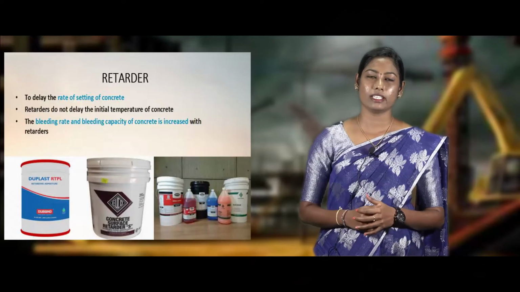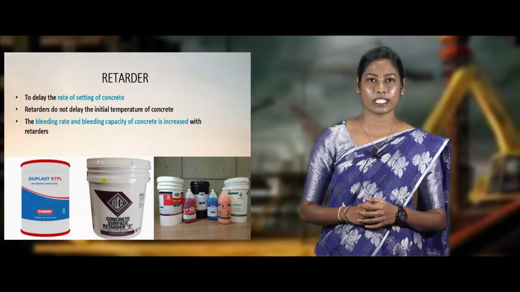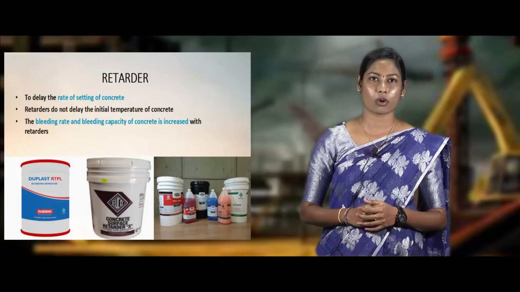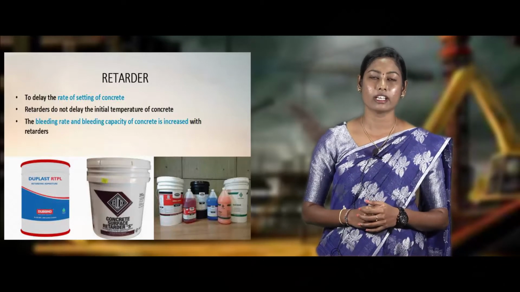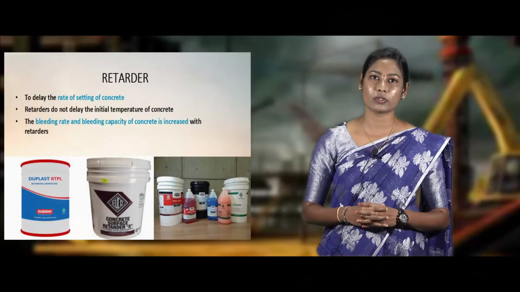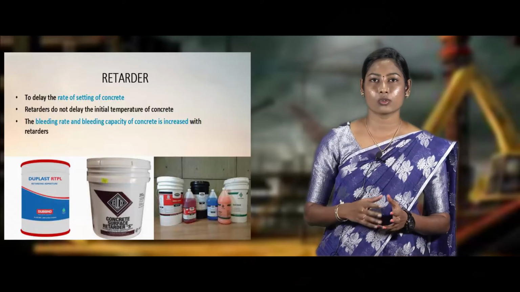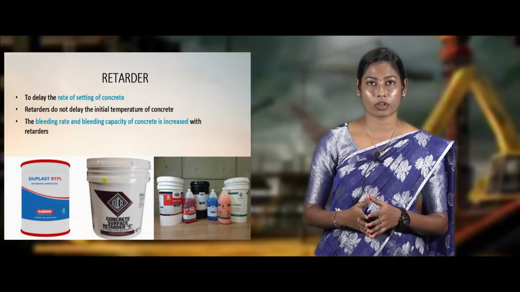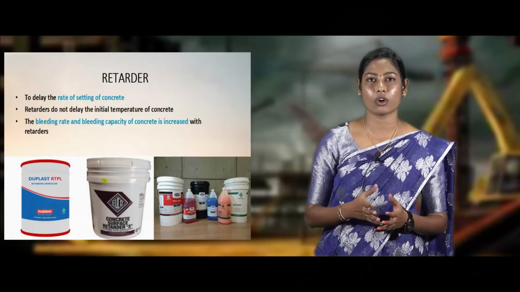Next, we are going to see retarders. Retarding admixtures are used to delay the rate of setting time of concrete. High temperature of fresh concrete often causes an increased rate of hydration that makes it difficult to place the concrete. One of the most practical methods used to reduce the temperature of concrete is adding cooling water or aggregates. Retarders do not delay the initial temperature of concrete. The bleeding rate and bleeding capacity of concrete is increased with addition of retarders.